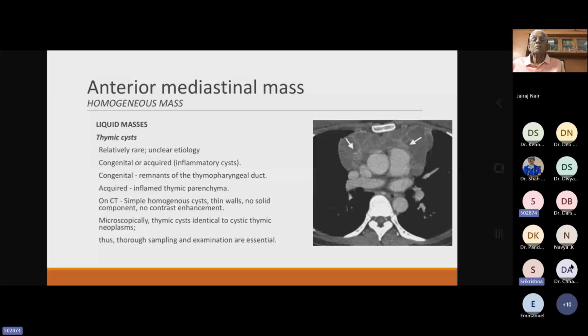Microscopically, thymic cyst is identical to cystic thymic neoplasm. Thus, thorough sampling and examination is essential.